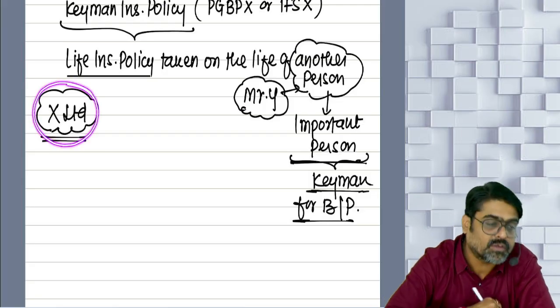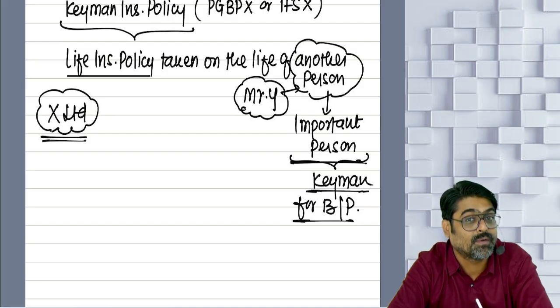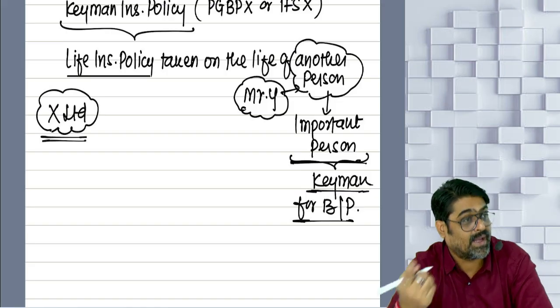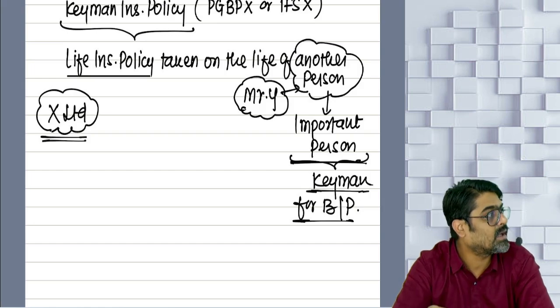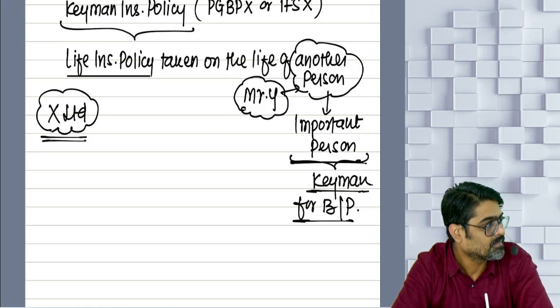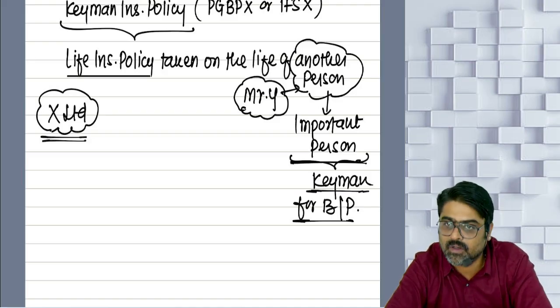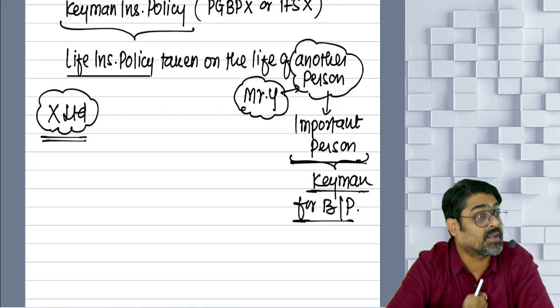Now, who has taken the policy? Will X Limited have to pay the premium? That premium will be allowed as a deduction under the head PGBP. I have already told you. If I have taken the policy in the interest of my business, for my keyman, yes or no, who is very important for my business. So the policy was taken in the interest of my business. So on that policy, if I am paying the premium, I have paid the keyman insurance policy premium. So that premium will be allowed as a deduction as my business expense under the head PGBP.